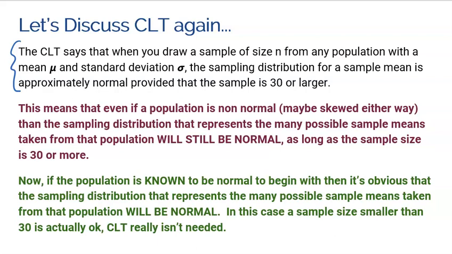Now, this is really important, because this means that even if we have a population that's non-normal, let's say maybe it's skewed either way, then the sampling distribution that represents the many possible sample means taken from that population will still be normal as long as the sample size is 30 or more.